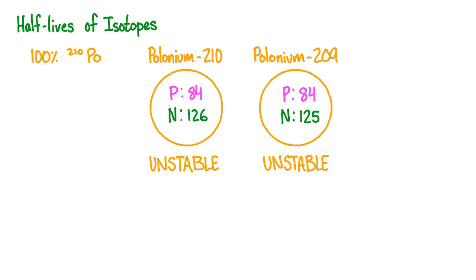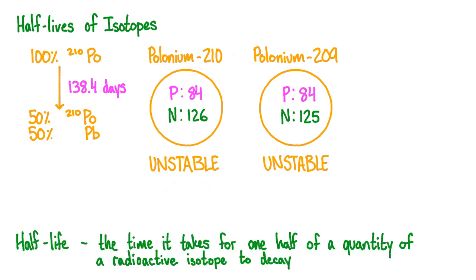Let's say we start with a sample of 100% polonium-210. If we wait 138.4 days and measure what remains, we will find that half of the polonium-210 remains, while the other half has decayed into lead. The half-life is the time it takes for 1/2 of a quantity of a radioactive isotope to decay. The half-life of polonium-210 is 138.4 days.